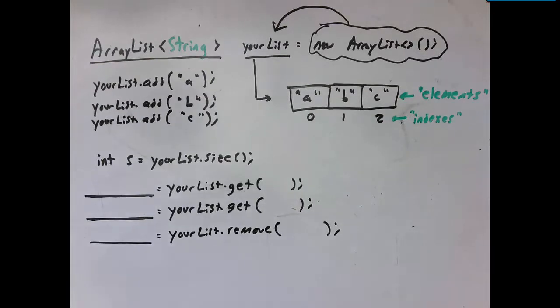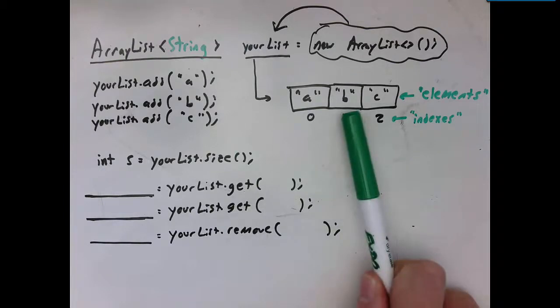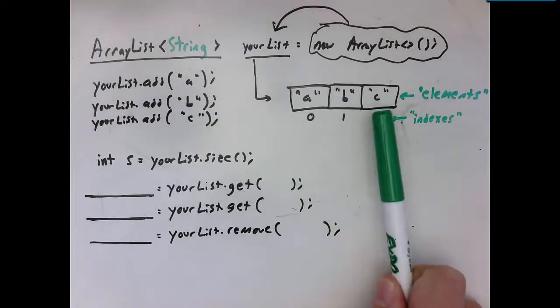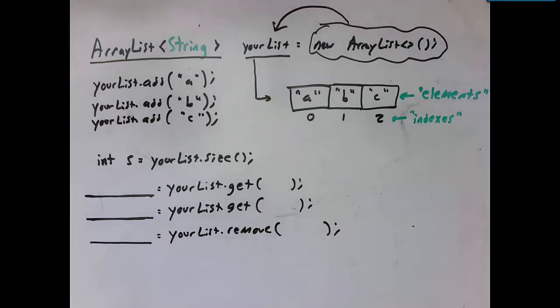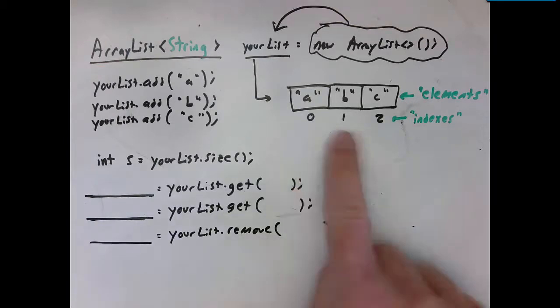The other piece of vocabulary to know is the word elements. I would say that this list has 3 elements, which just refers to the things in the list. So this is the element B, this is the element C. You could say this is the element at index 2. So elements just means things in the list, and indexes means locations in your list.